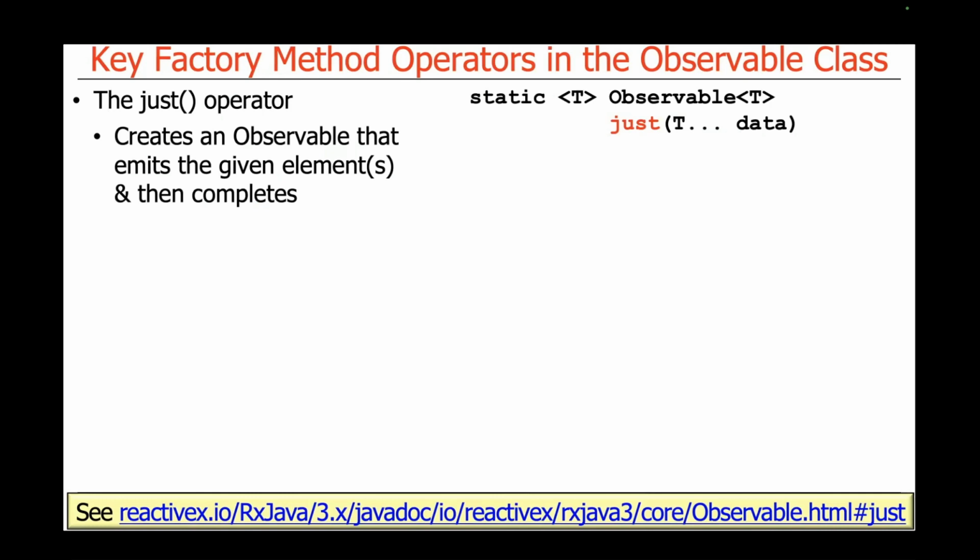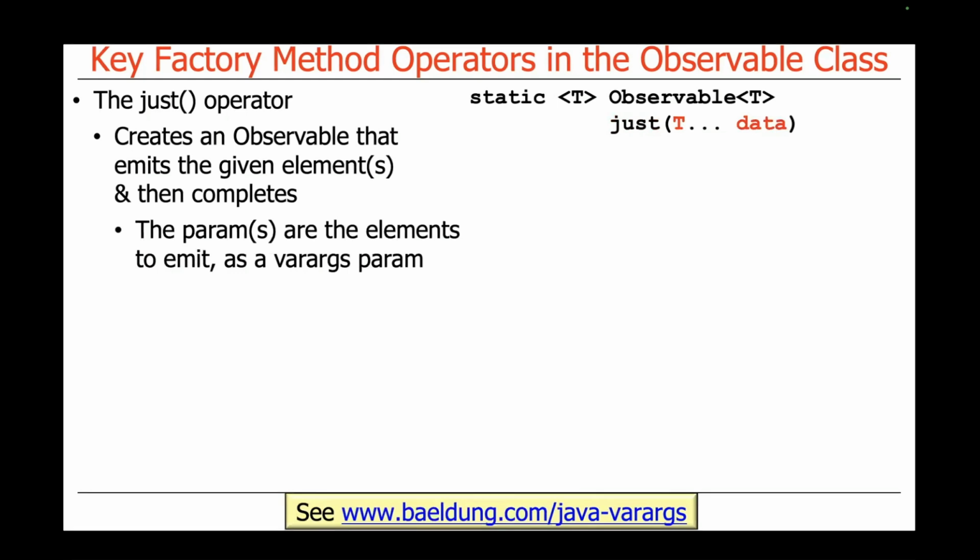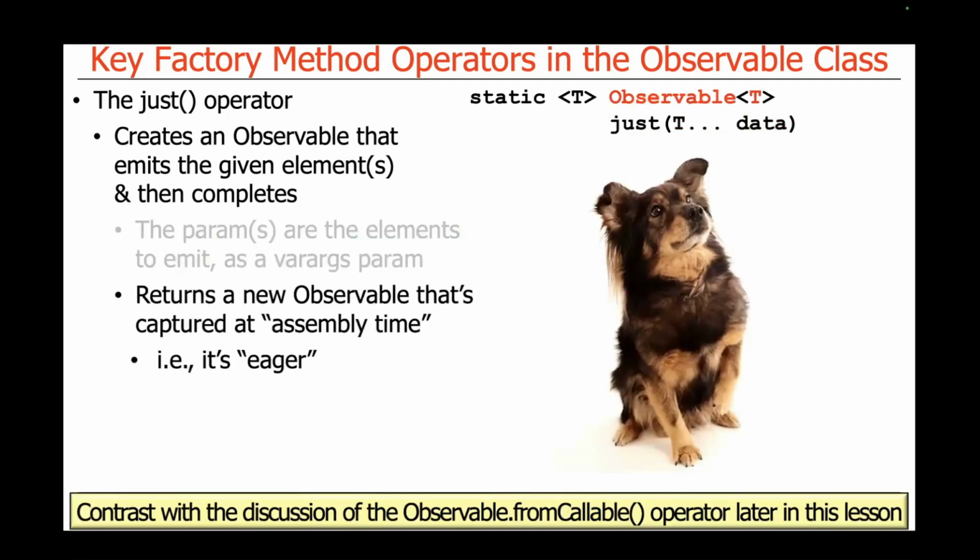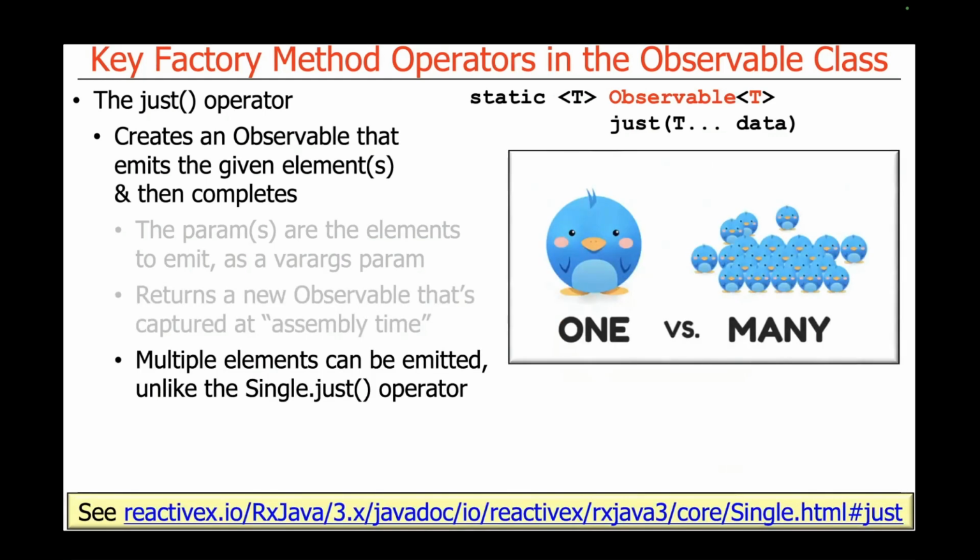It's called just, and it creates an observable that will emit the given element or elements, and then it will complete, which means that the next operator in the stream, in the chain or pipeline of operators will be called. As you can see, just is a method that takes a var_args parameter, which basically means it's an arbitrary sized array, and it'll return a new observable that will be so-called captured at assembly time. In other words, it's eager. And what that means is it'll generate the data sources to emit in the thread of the caller. Very important to remember.